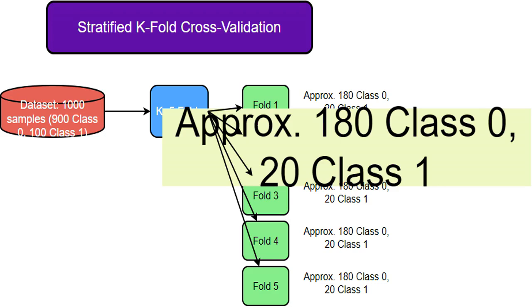The approximate class distribution in each fold, around 180 examples of class 0 and 20 examples of class 1, is a direct result of using StratifiedKFold, a technique specifically designed to maintain class distribution during data splitting.